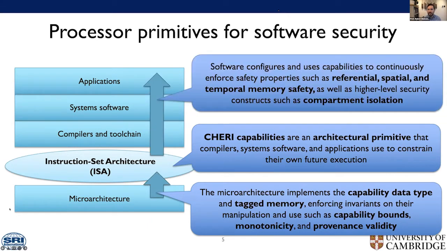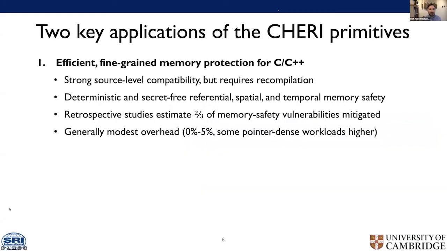To move up the software stack, software is going to configure and use those capabilities. Sometimes this will be done automatically as a result of compilation. Sometimes this will be done explicitly as a result of programmers describing what it is they want to protect and prevent. And we're going to get out of that these low-level memory safety properties, but also higher-level constructs such as compartment isolation. Let me talk a little bit more about these two properties.